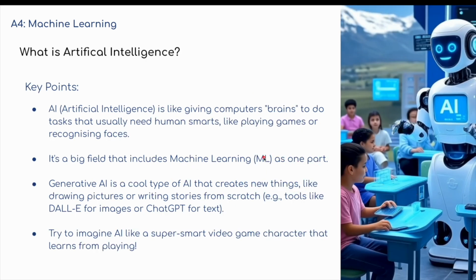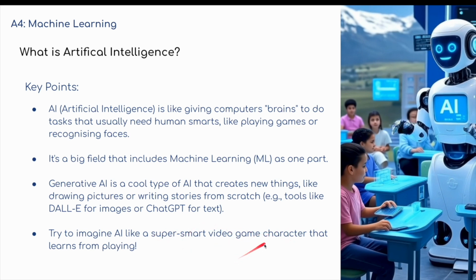So first of all, let's just break it down and go back to basics. What is artificial intelligence? Artificial intelligence is like giving computers brains to do tasks that usually need some kind of human smarts, human intelligence, like playing games or recognizing faces. It's a big field that includes machine learning as one part. Generative AI is a cool type of AI that creates new things, like drawing pictures or writing stories from scratch, e.g. tools like DALL-E, you may have come across, for imaging, and of course ChatGPT, the famous one, for generating text.